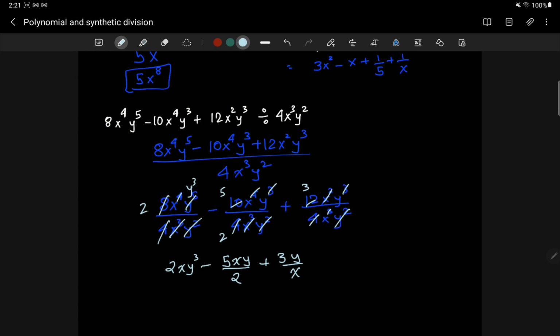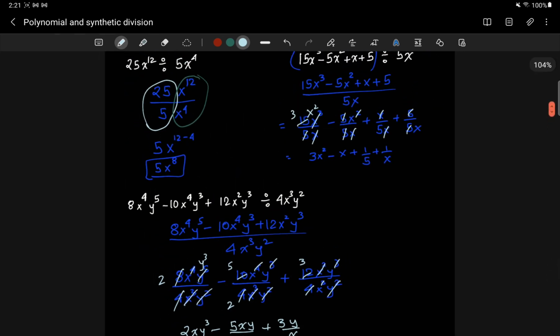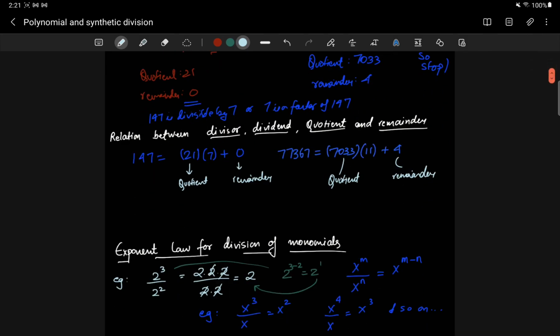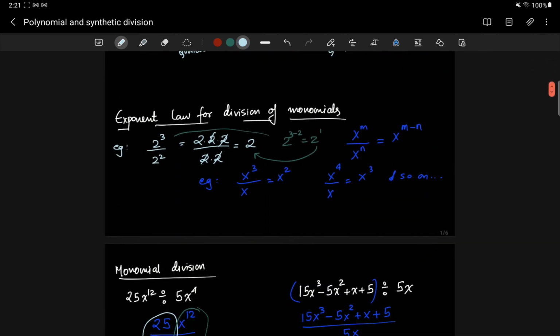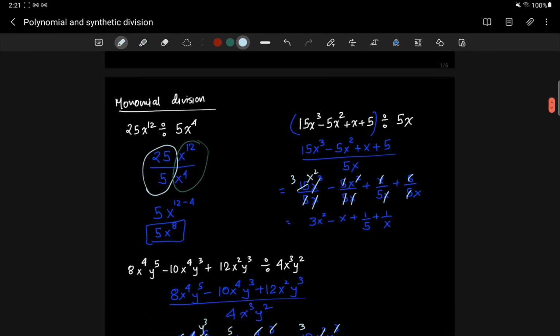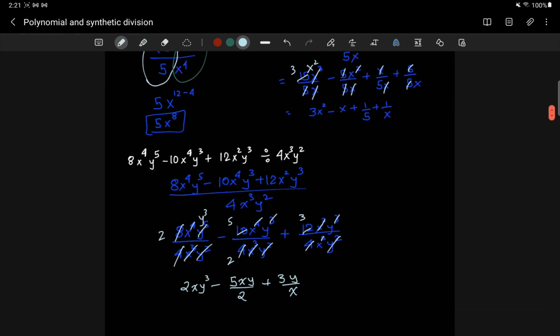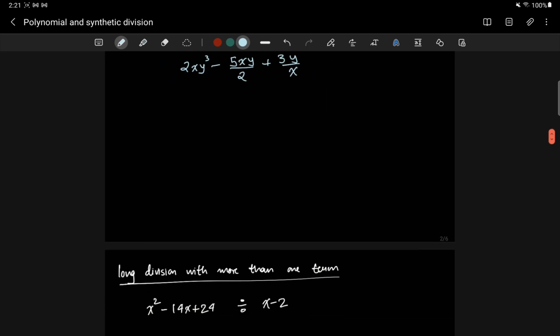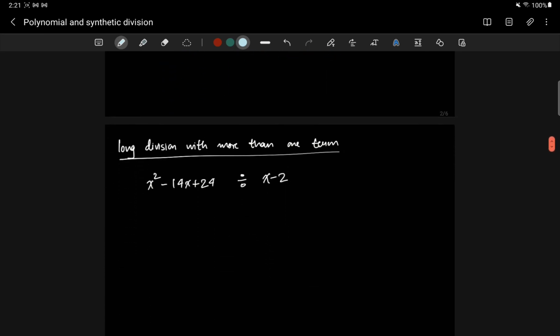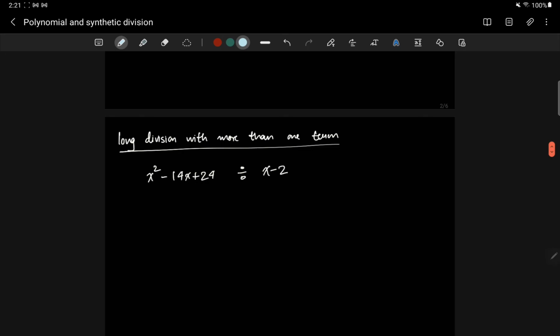So these are just warm-up examples covering the very basic case of dividing numbers, dividing just the variables, and dividing by a monomial. Okay, that's the end of this video. Next video we're gonna go a step further, and then we're gonna look at how to do the long division when we have more than one term. Okay, that's it for this video. Thank you.